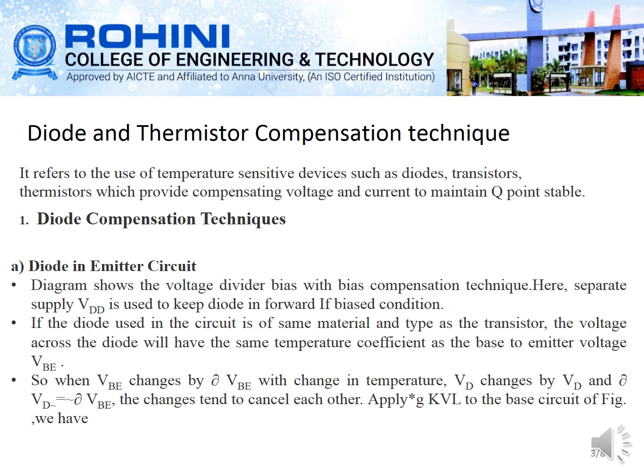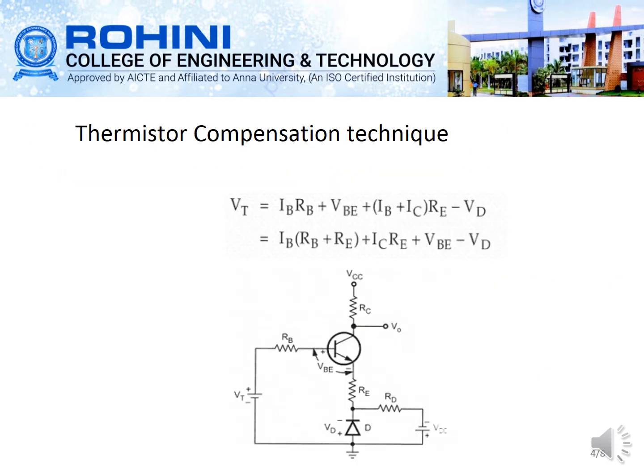Then VD, the diode voltage, changes by ΔVD, so that this change in voltage tends to cancel each other. Applying KVL, we get VT is equal to IB RB plus VBE plus (IB plus IC) into RE minus VD. In this diagram we can see that the diode is placed in the emitter terminal and a separate voltage is given, so that if there is an increase in the voltage, they both cancel each other. You can see it in the diagram itself.